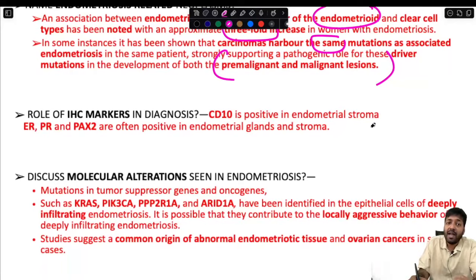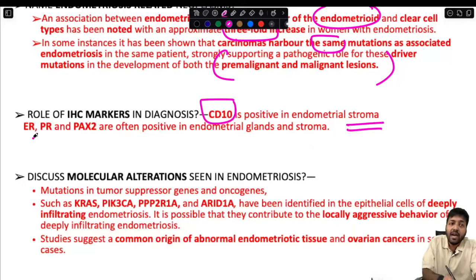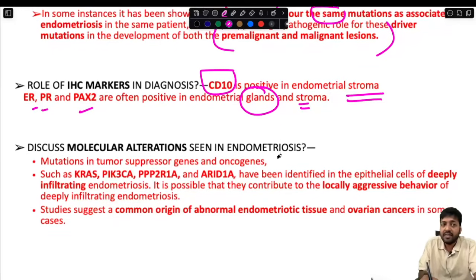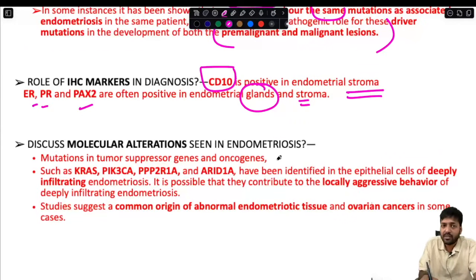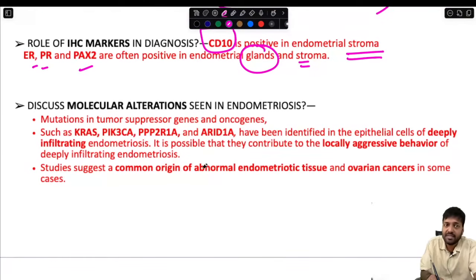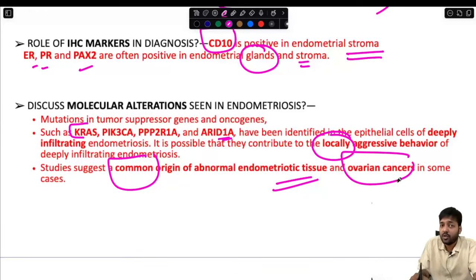Now, what is the role of IHC markers in the diagnosis? Remember, CD10 is positive in the endometrial stroma. ER, PR and PAX2 are often positive in the endometrial glands as well as the stroma. Now, discuss the molecular alterations seen in endometriosis. Mutations in tumor suppressor genes and oncogenes can be seen, such as KRAS, PIK3CA, PPP2R1A, and ARID1A, which have been identified in the epithelial cells of deeply infiltrating endometriosis. It is possible that they contribute to the locally aggressive behavior of deeply infiltrating endometriosis. Studies suggest a common origin of abnormal endometriotic tissue and ovarian carcinomas in some cases.